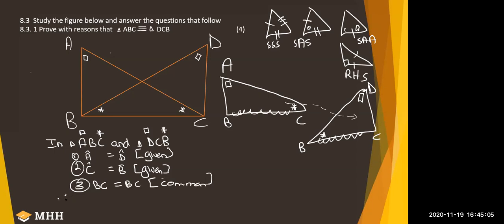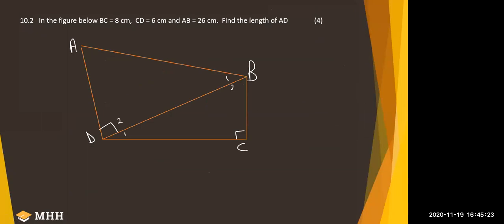And then we say, therefore, triangle ABC will be congruent to triangle DCB. My reason is side, angle, side. Sharp. So we sort of went through all the basics now. Just quickly a Pythagoras one, just to make sure you're still fine with that.